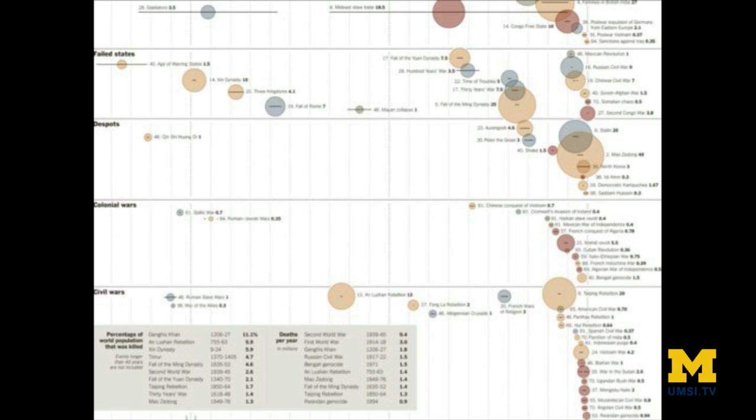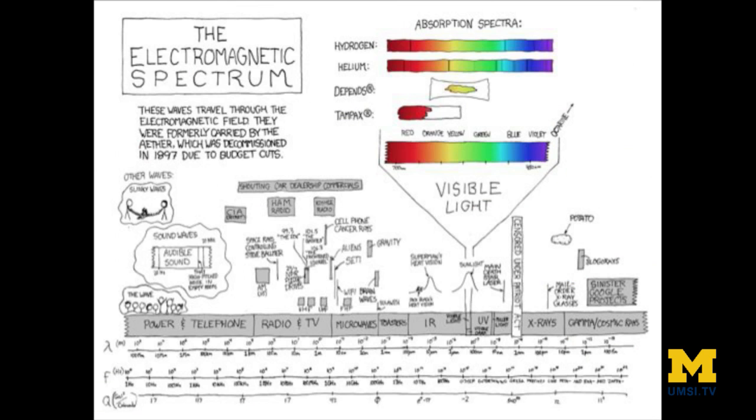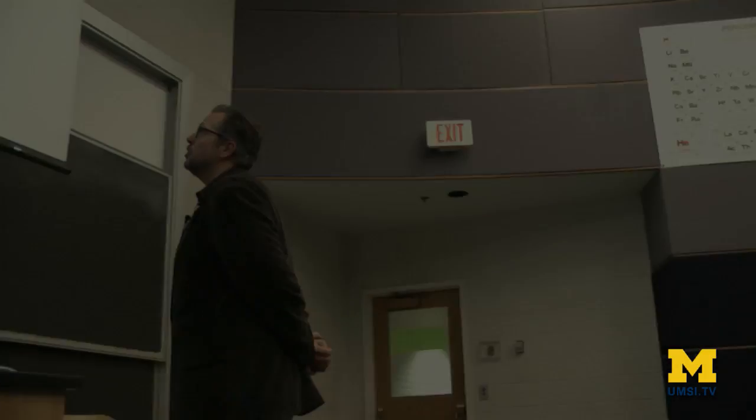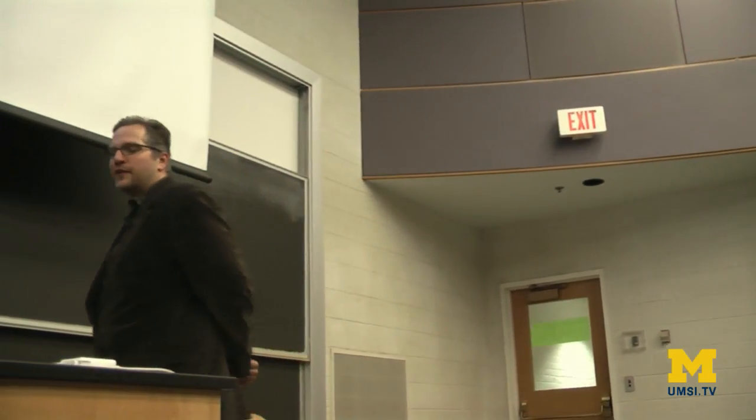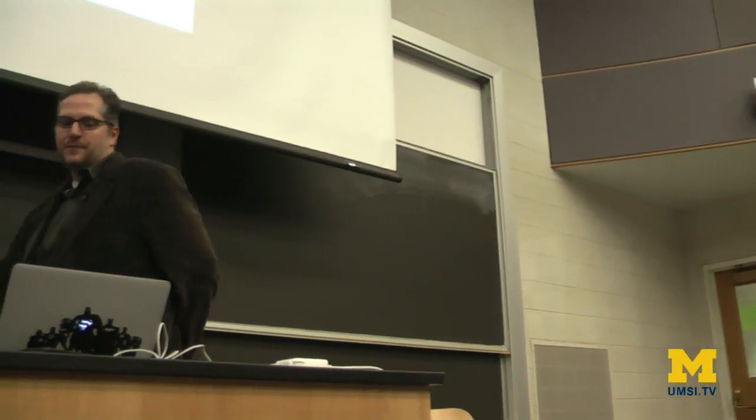XKCD has, for a long time, many of you probably know XKCD. How many of you don't know XKCD? Don't admit that. I'm just kidding. It's a web comic that does a lot of geek and science culture. And they will often do visualizations like this to show a particular issue. This one's the electromagnetic spectrum, showing people what the EM spectrum is. They have some jokes in here, but it really is a pretty good representation of the different bands within the electromagnetic spectrum.